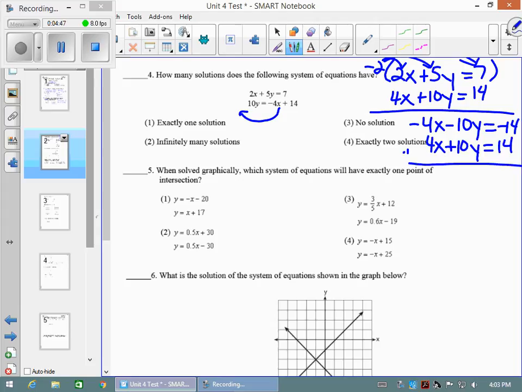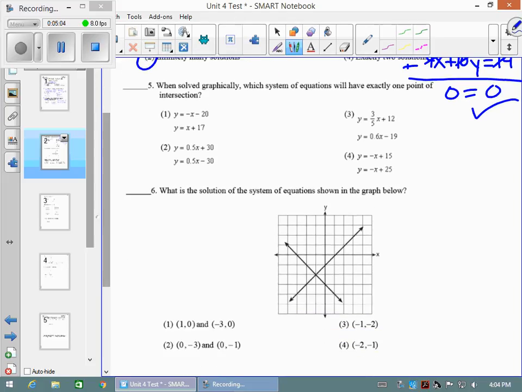And when I add straight down, every term cancels, and I get that 0 is equal to 0, which will always be true. So there are infinitely many solutions to this system. So these lines would be the same lines. They would be graphed one on top of the other.